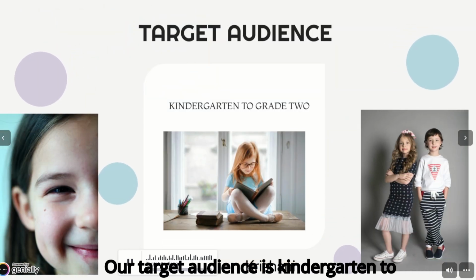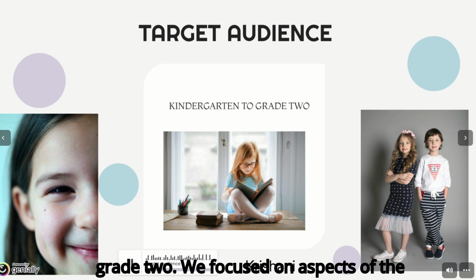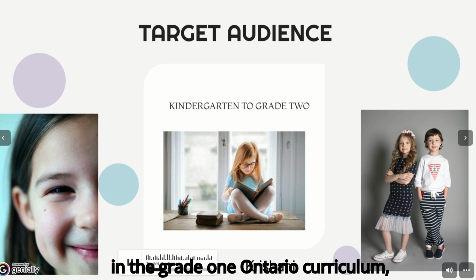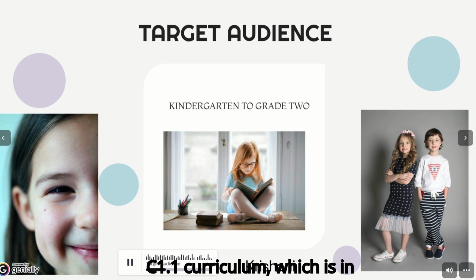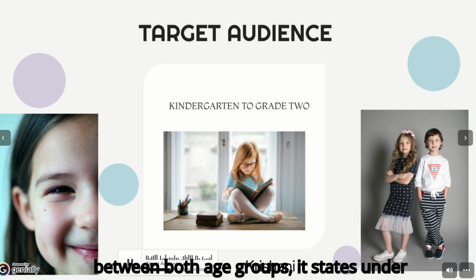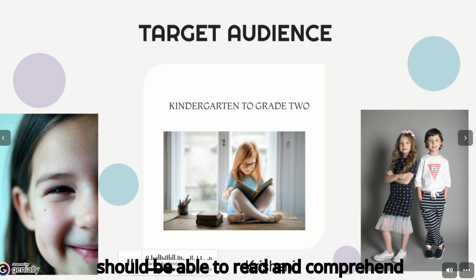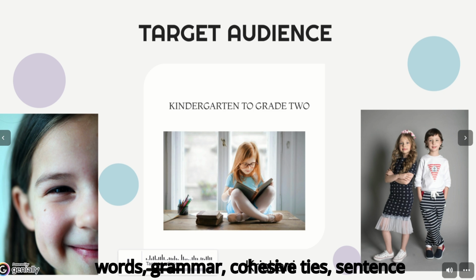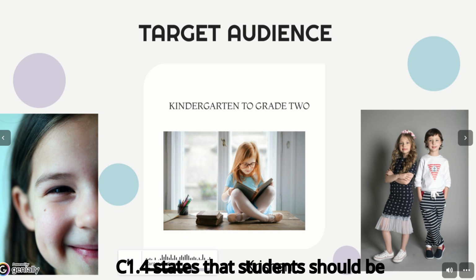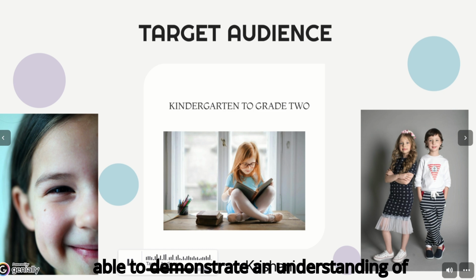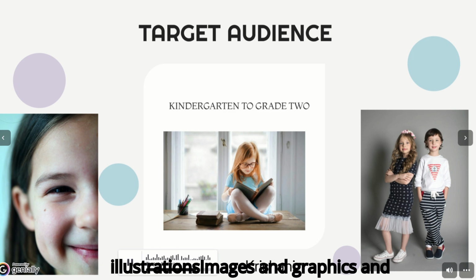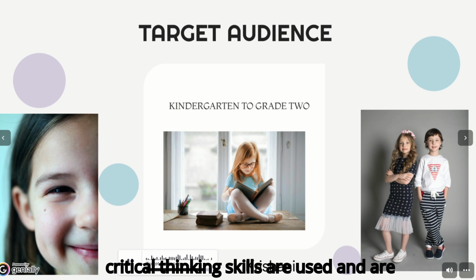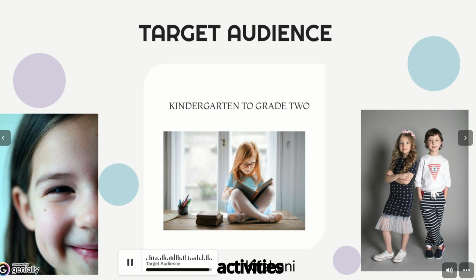Our target audience is kindergarten to grade 2. We focused on aspects of the grade 1 literacy curriculum because it is between the 2 age groups. In the grade 1 Ontario curriculum, C1.1, which is in between both age groups, it states under digital media literacy that students should be able to read and comprehend short, simple texts using knowledge of words, grammar, cohesive ties, sentence structures, and background knowledge. C1.4 states that students should be able to demonstrate an understanding of the relationship between simple illustrations, images, and graphics and the text. In our interactive book, these critical thinking skills are used and are necessary for understanding the activities.